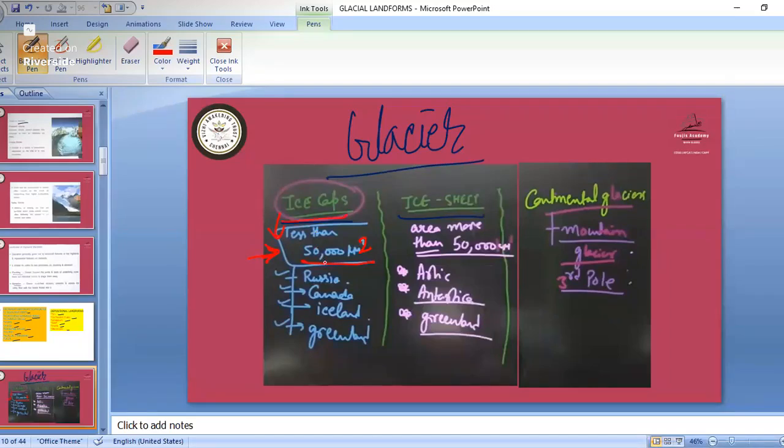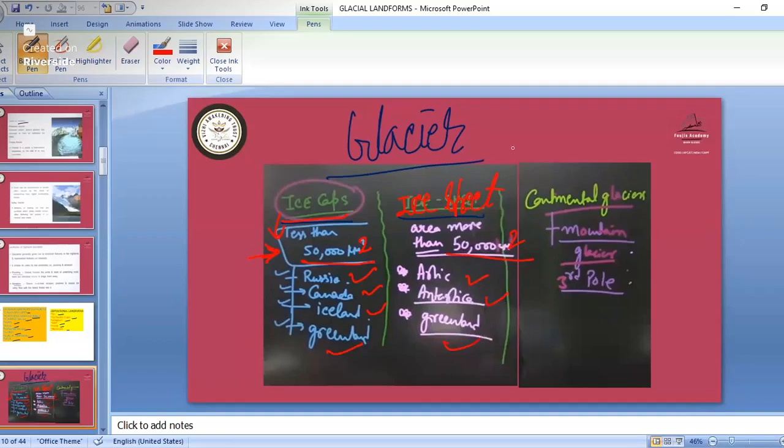In the world, for example, we have ice caps in Russia, in Canada, Iceland, Greenland. These are part of our ice caps. Then we have the ice sheet. The ice sheet has an area of more than 50,000 square kilometers. In that, we have the Arctic, Antarctica, and Greenland.